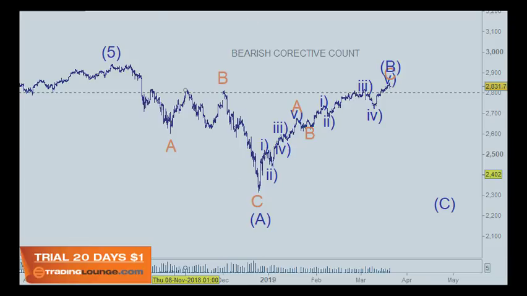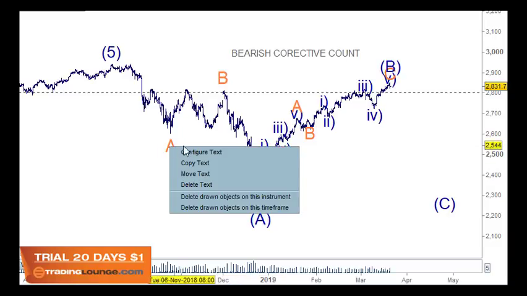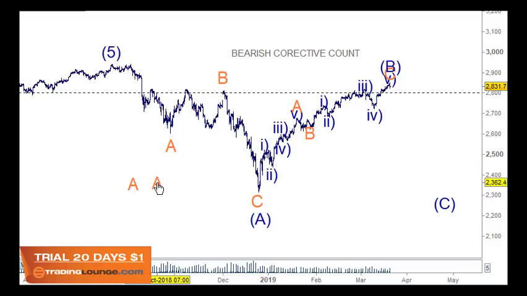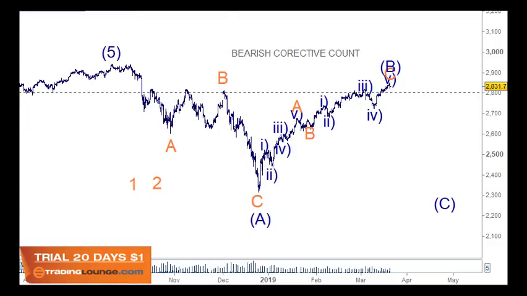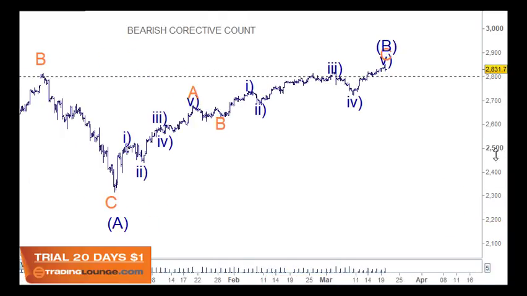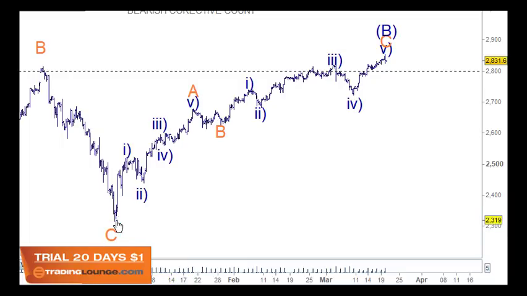But we've got this corrective pattern down through here. Now, there are some folks that are looking at this in different ways. I haven't seen everybody's count out there, but people send me counts and we have a bit of a look at them. But logically, this would be an A and a B and a C for the A wave here. So this move up through here can also be counted in different ways.